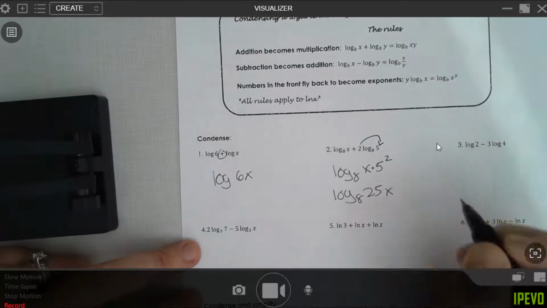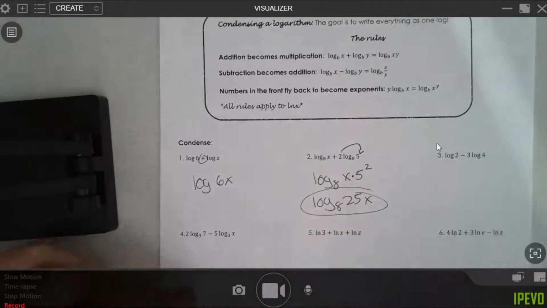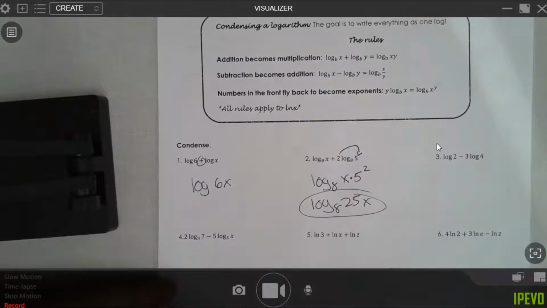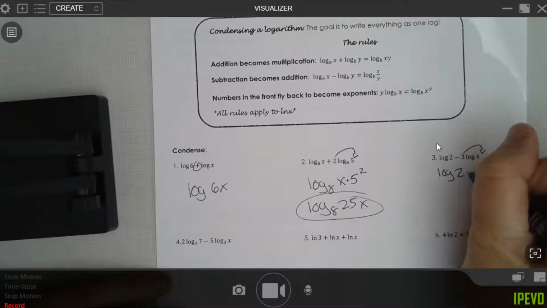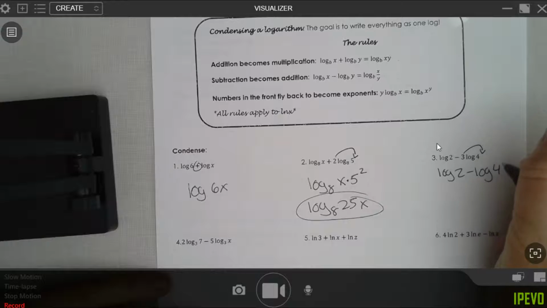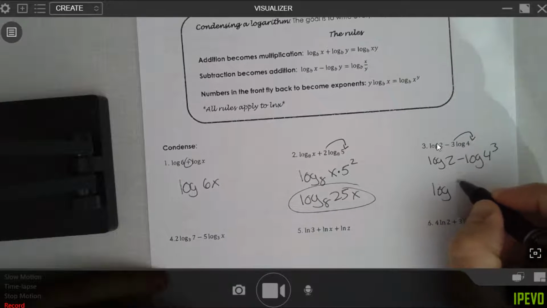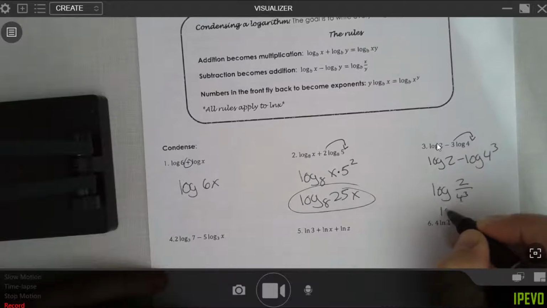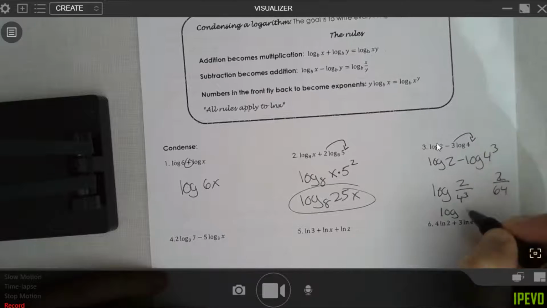So we would typically write that as 25x instead, putting the number in front. So go ahead. Let's see, we'll do one more. Subtraction is division. So really you first put that 3 back as the exponent, and then subtraction means division. So log 2 over 4 cubed, or you could say that'd be 1 over, or 2 over 64, so 1 over 32 also. It reduces too.